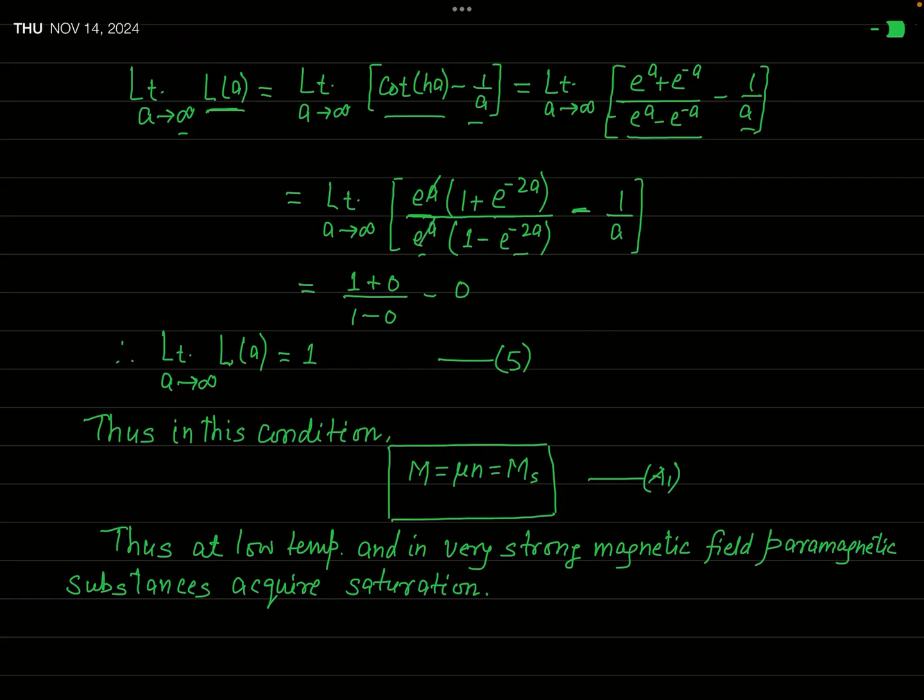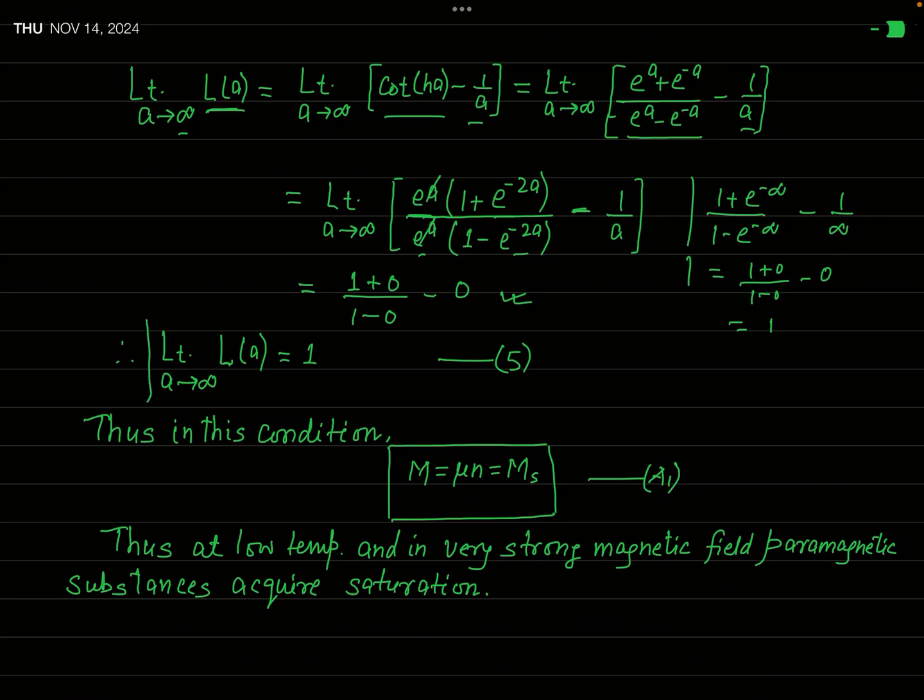Now substitute the limit. When we put the limit in the numerator, there will be 1 plus e to the power minus infinity, divided by 1 minus e to the power minus infinity, and 1 by infinity. You know, e to the power minus infinity is 0. So this will be simply 1 plus 0 divided by 1 minus 0, and minus 0 because 1 upon infinity is 0. So this is simply 1. I have actually written it here, you can see.